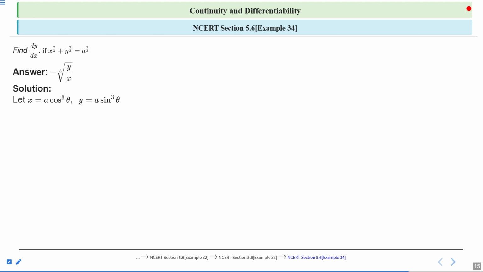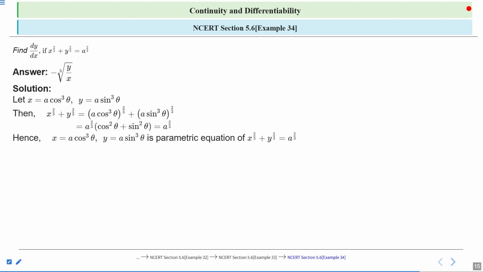Let x is equal to a cos cube theta and y is equal to a sine cube theta. Then x to the power 2 by 3 plus y to the power 2 by 3 will be equal to a times cos cube theta whole to the power 2 by 3 plus a times sine cube theta whole to the power 2 by 3, which is equal to a to the power 2 by 3 times cos square theta plus sine square theta, which is equal to a to the power 2 by 3.